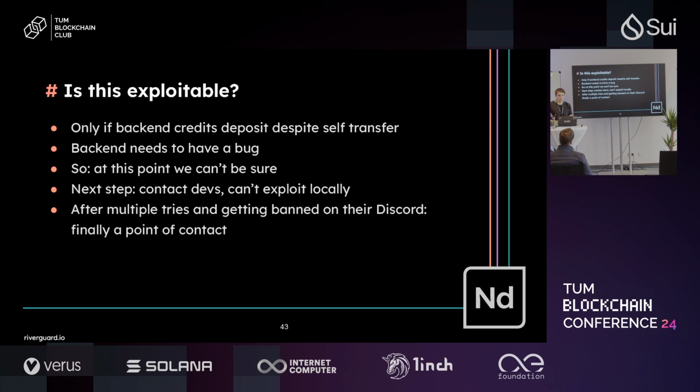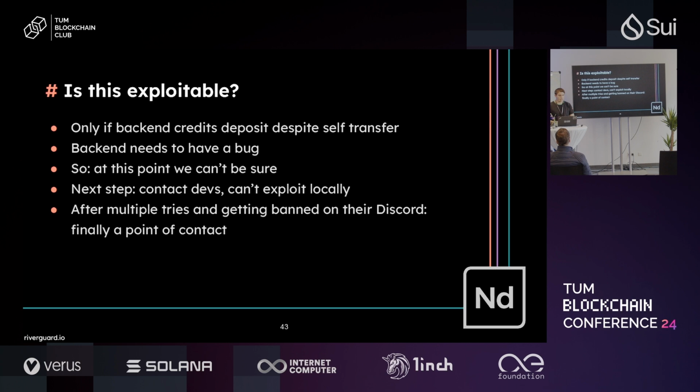What could be exploitable now? Well, first of all, only if the backend credits the deposit despite the self-transfer, this would be exploitable. So even when we transfer to ourselves and the backend does not check that we do a self-transfer, then this would be exploitable. However, this is in the backend, so we cannot verify it off-chain. So normally we stop here and try to contact the developers and say, hey, we see that there's a self-transfer. Can you check if this is checked in your backend?